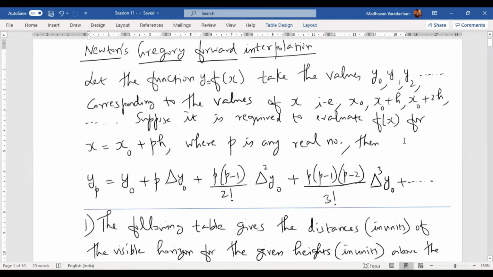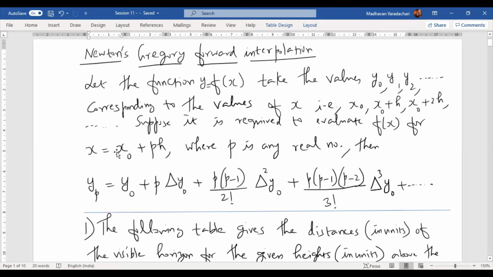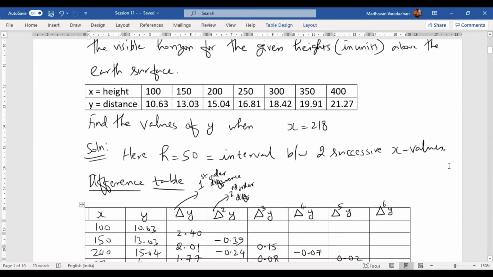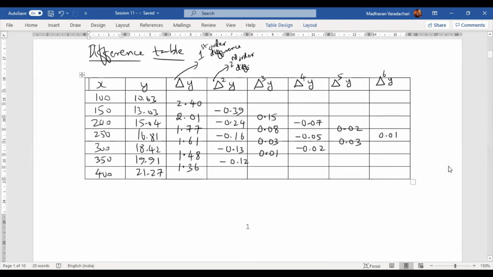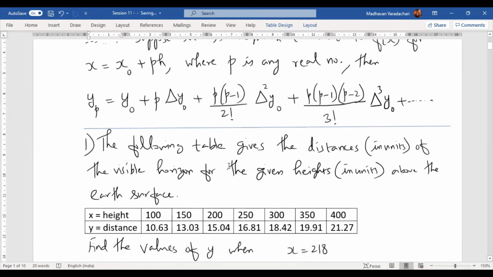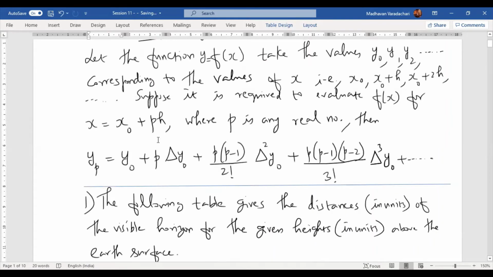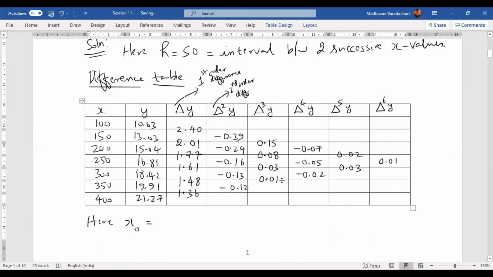Now, what is this P? Suppose it is required to evaluate f of x for x equal to x naught plus ph, where P is any real number. So let us do it now. First of all, what is x naught? Because in this formula, you may note x naught is there. You need x naught, which is nothing but the very first value.